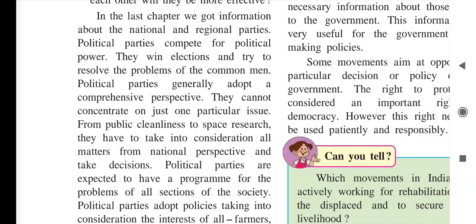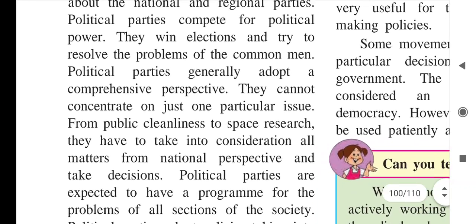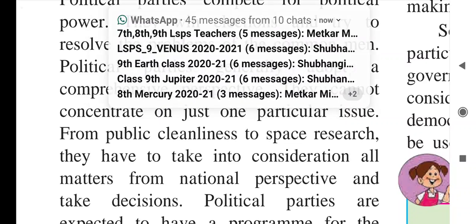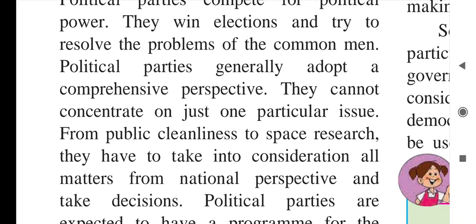Again here it is said that political parties are trying to gain power, and after they win the election, when they get the power, they try to resolve the problems of common citizens. Political parties generally adopt a comprehensive perspective. They cannot concentrate on just one particular issue, from public cleanliness to space research. They have to take into consideration all matters from a national perspective and take decisions.